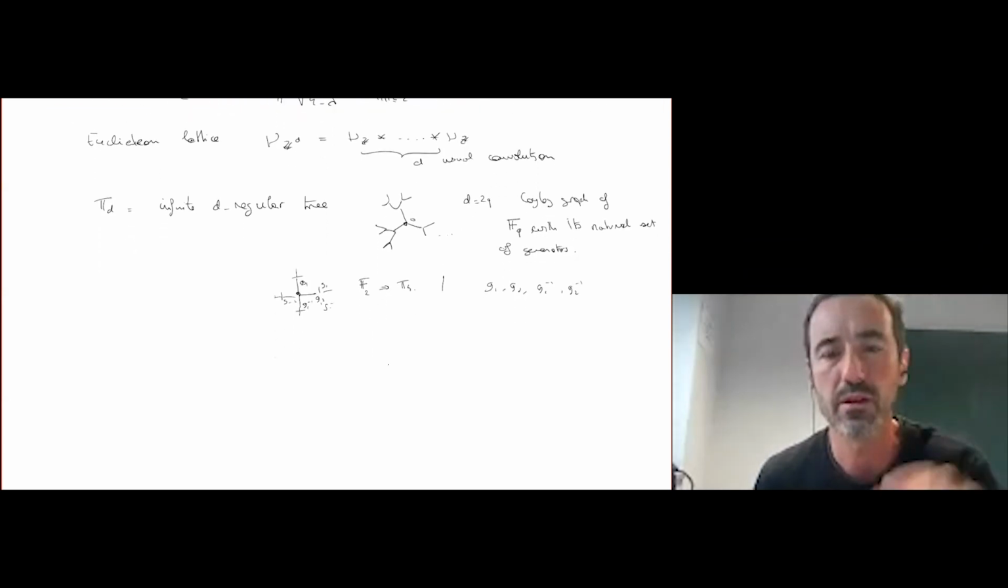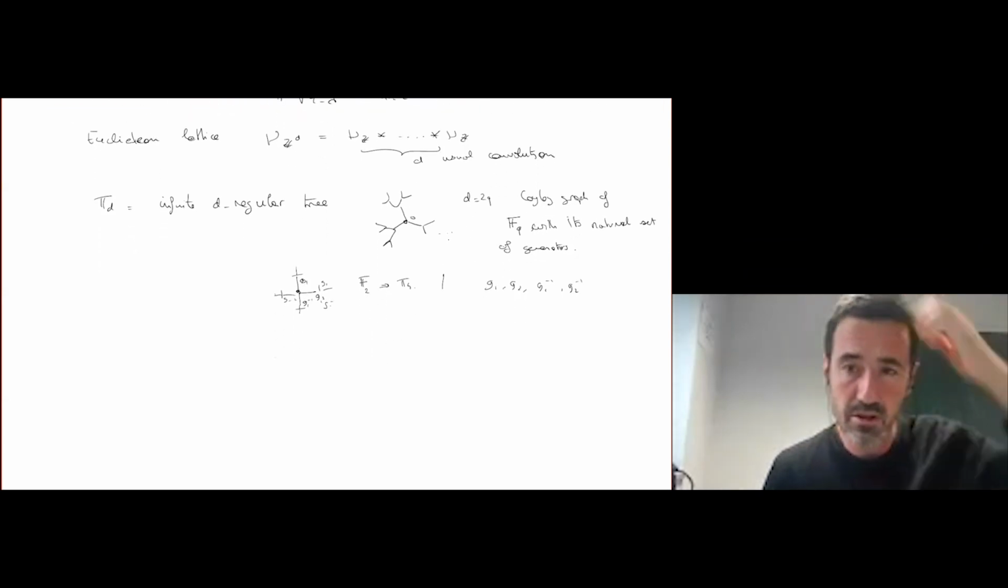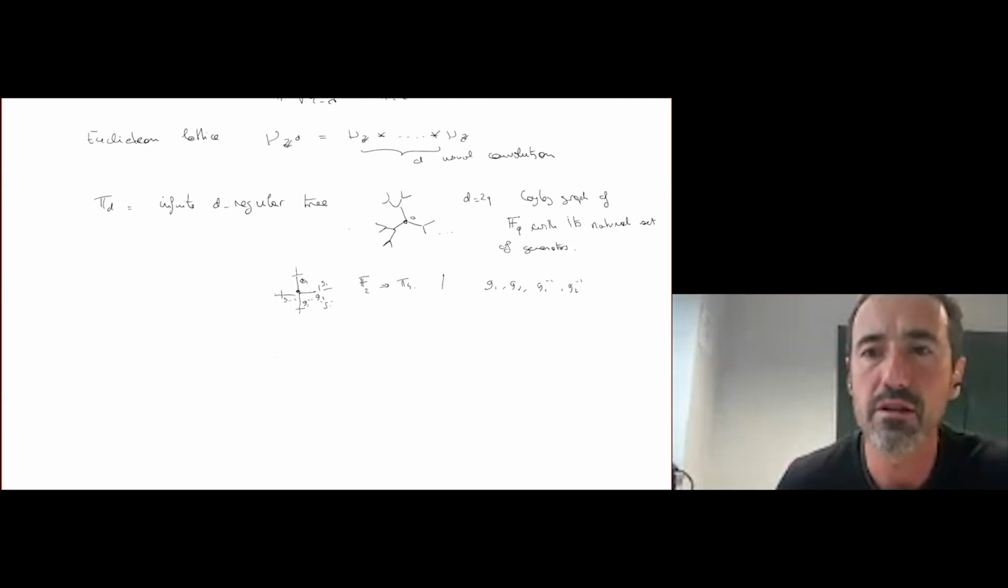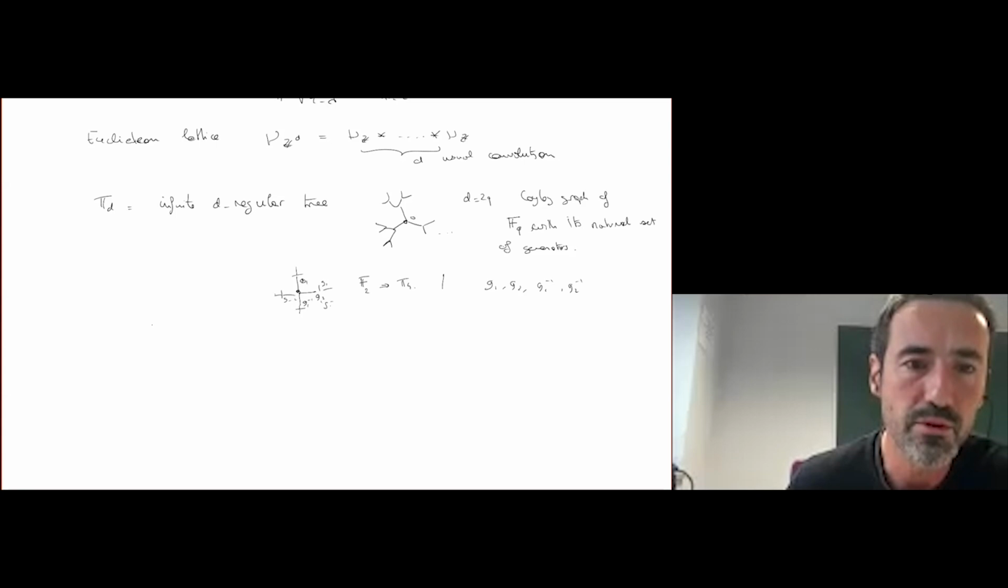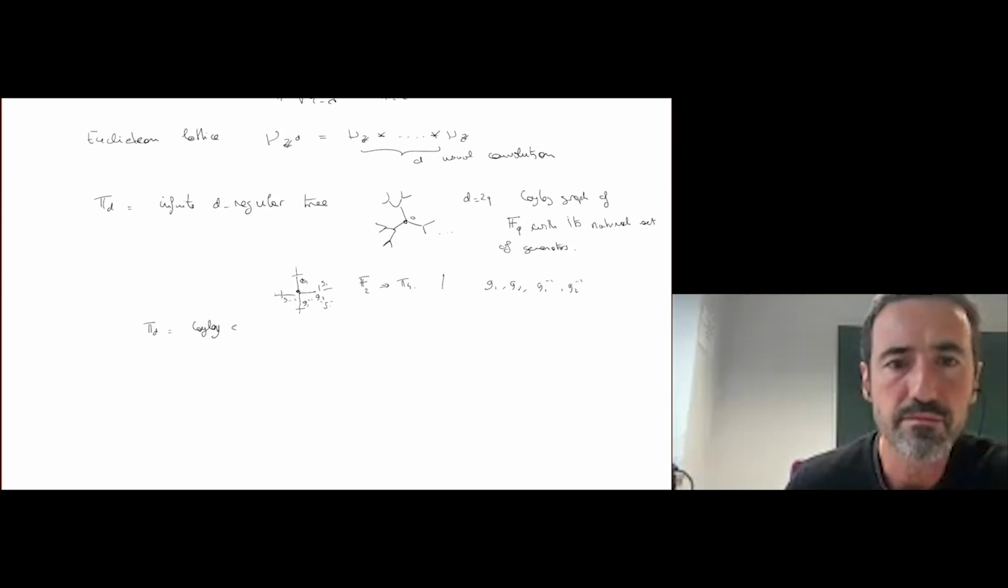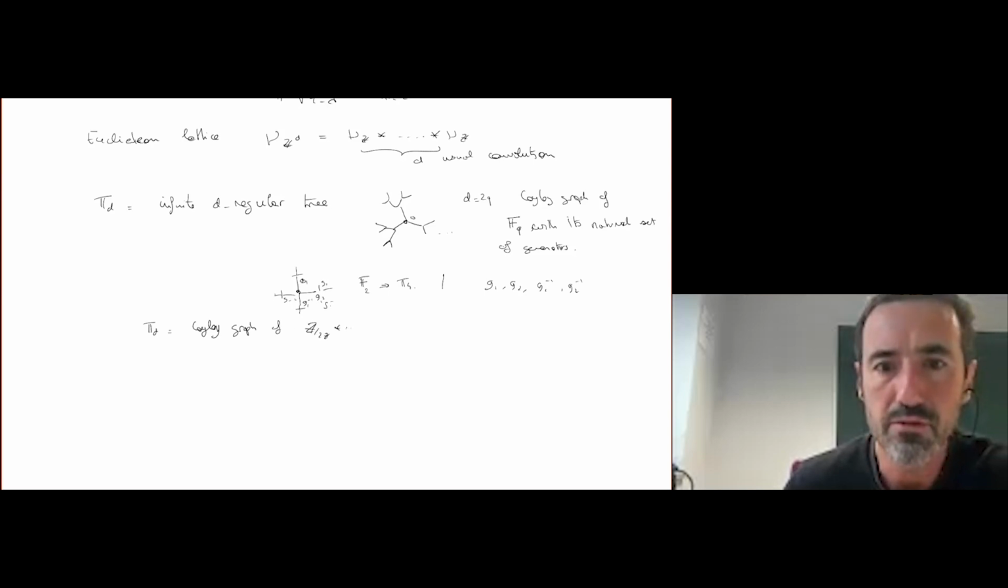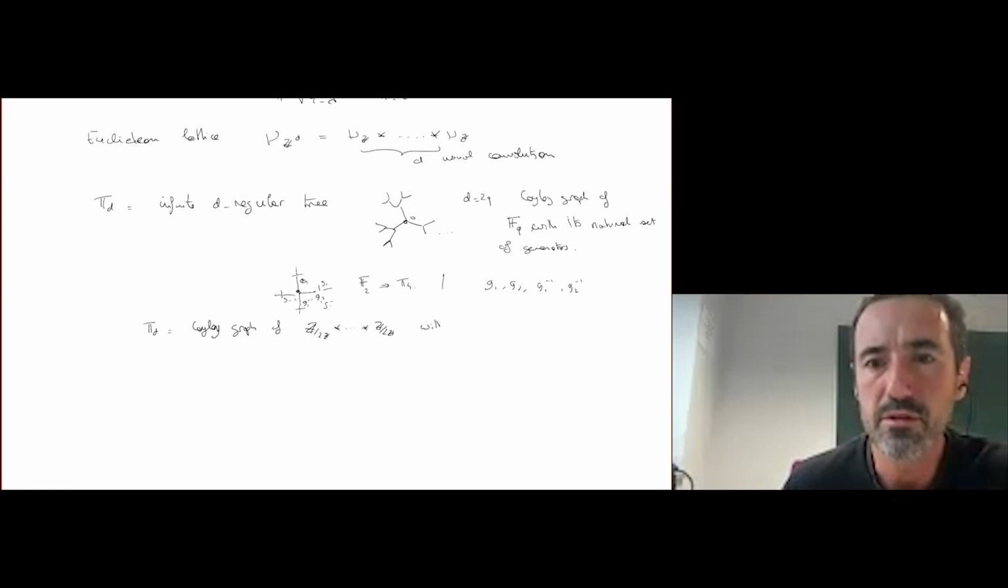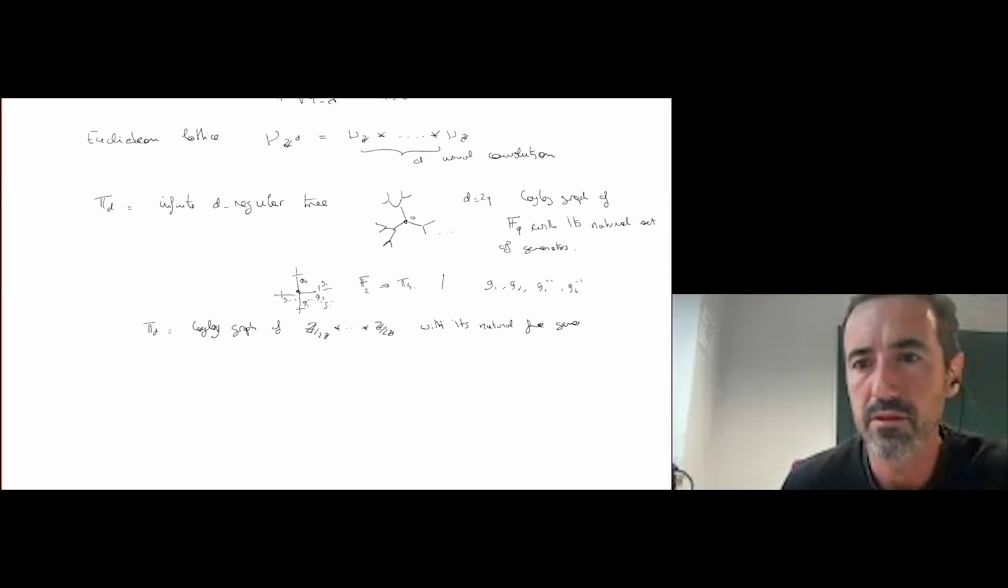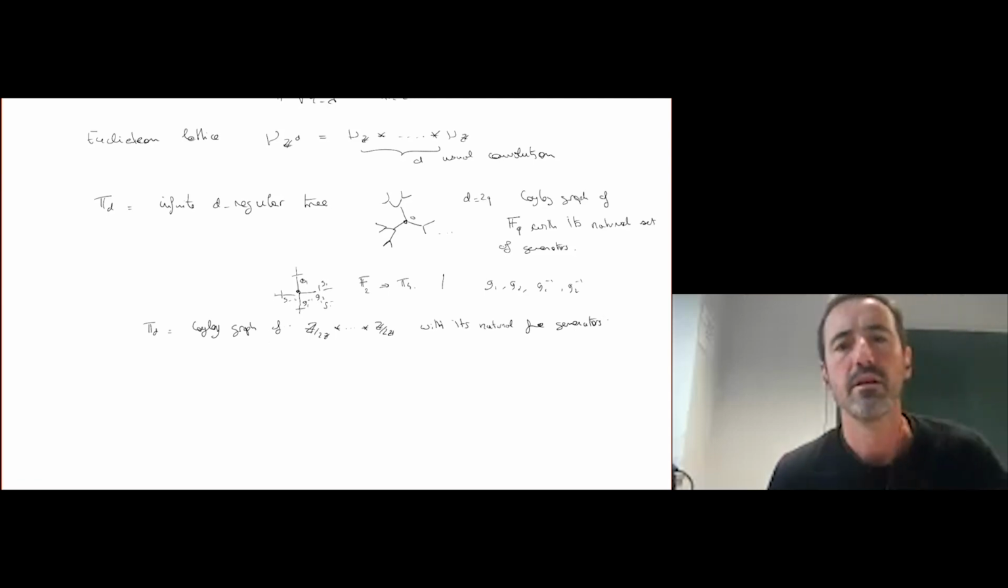For d odd, you can also interpret T_d as a Cayley graph of a group. In general, T_d is a Cayley graph of the free product of d copies of Z over 2Z, with the natural free generators. I invite you to check that.